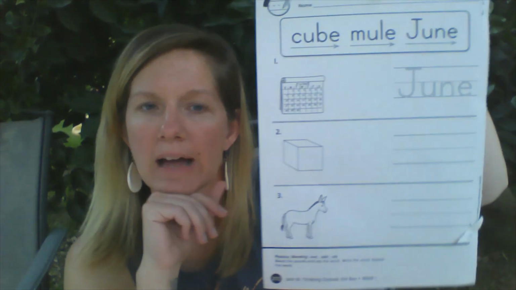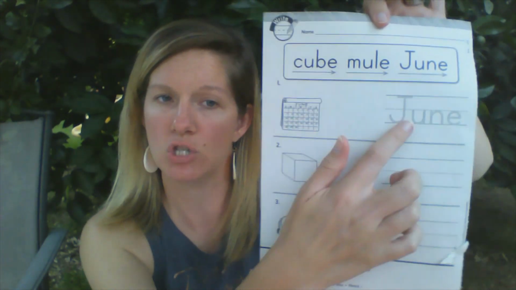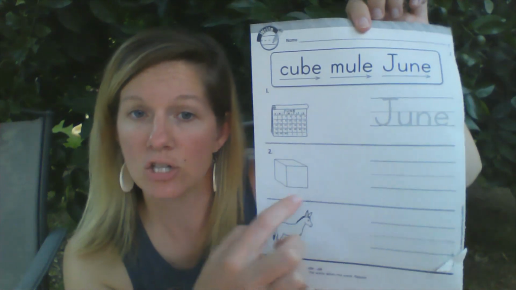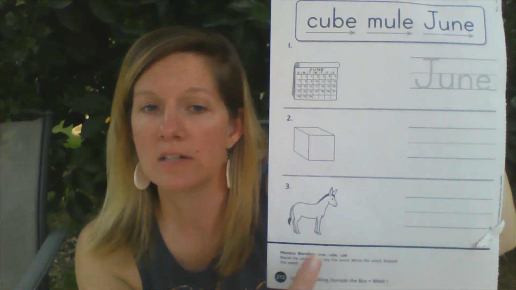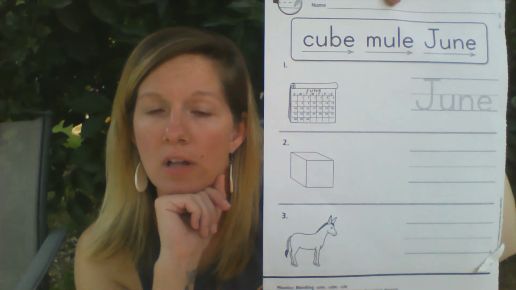Okay. On the back, we are going to sound out some long U words. They've given you this month of June. J-oon. Helper E. Do not forget that helper E. This is a cube. Not to be confused with the Q sound. Now it sounds like there should be a Q in there, but there's not. Cube. Helper E. And then down here at the bottom, that is a mule. Mule. Don't forget that helper E. If you don't have that helper E, it is a completely different word.